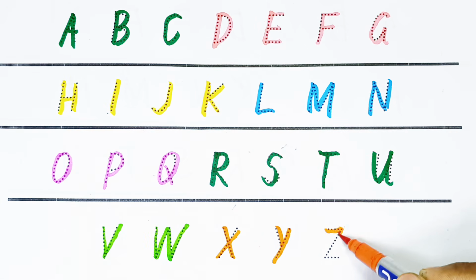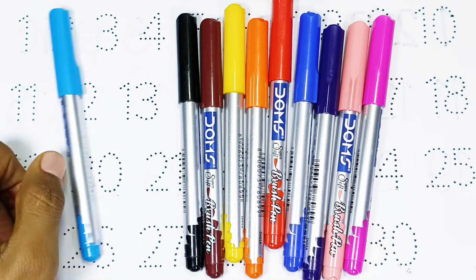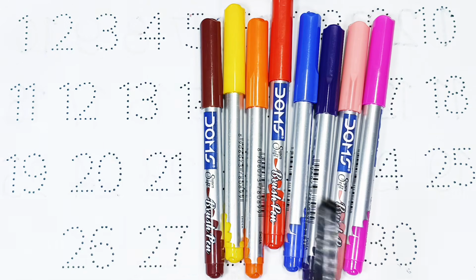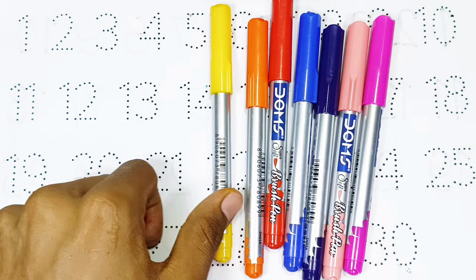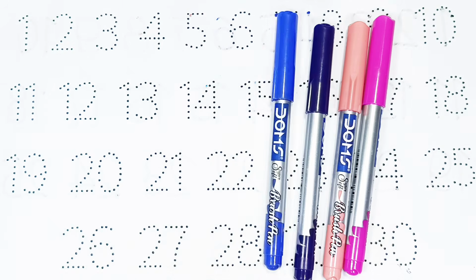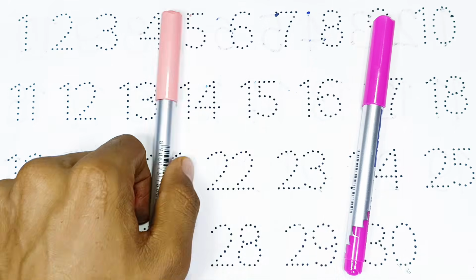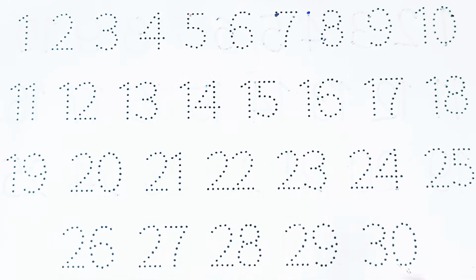Y for yo-yo. And Z for zebra. Green color, white color, sky blue color, black color, brown color, yellow color, orange color, red color, blue color, purple color, light pink color, and pink color.